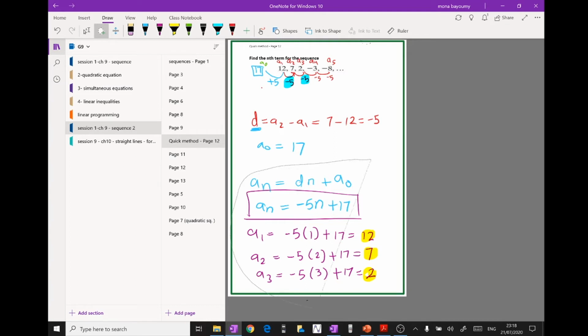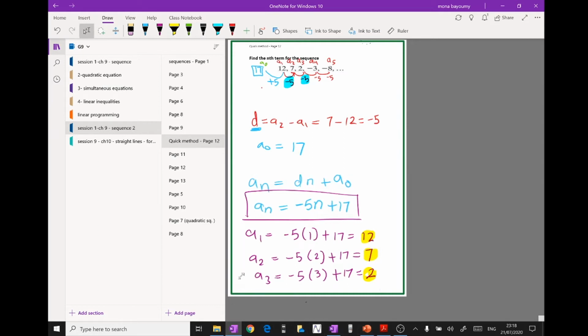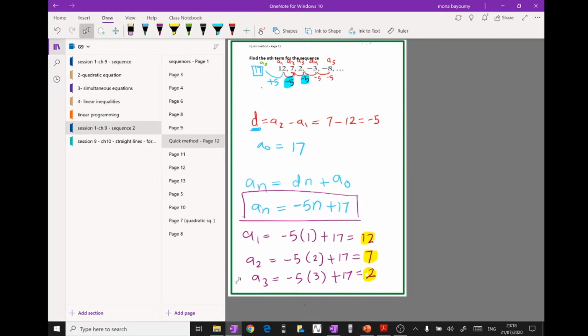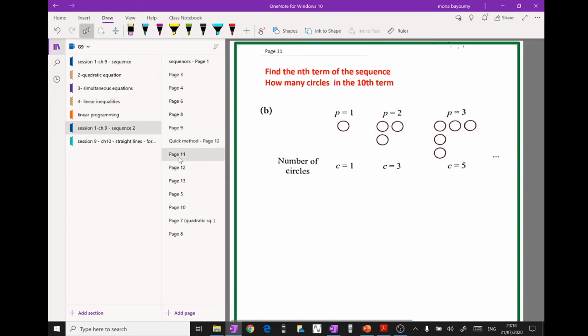Now he asked us to find the nth term, and we use a quick method to find it. I think it's so easy, and this way is very, very easy to find the nth term.